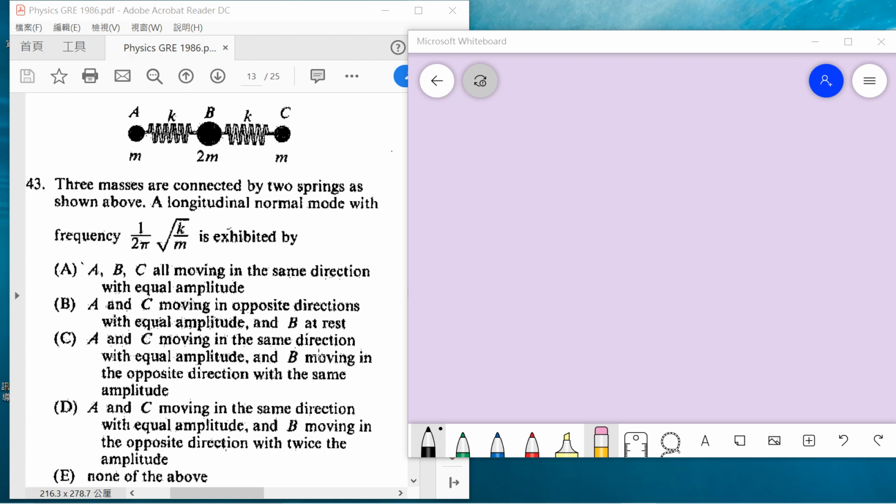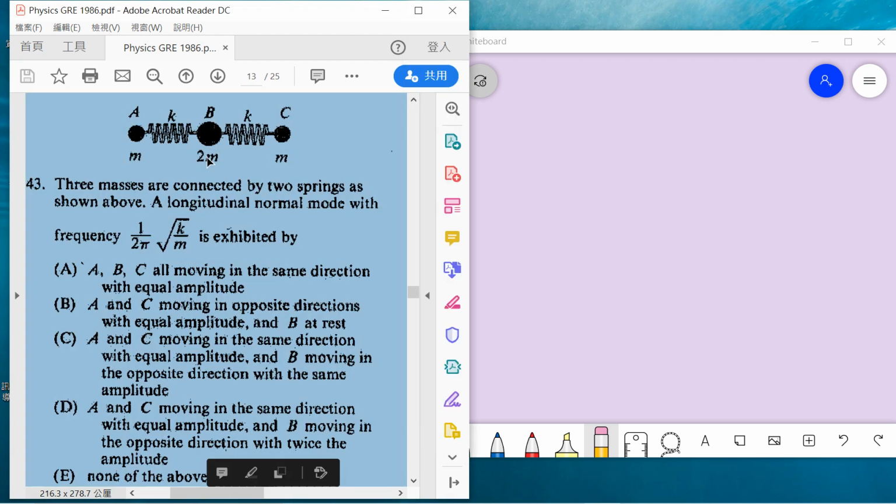How many normal modes? Remember that B is the center of mass, right? So the center of mass will be fixed here. So actually you only have 2 degrees of freedom, so you have 2 normal modes. One normal mode is where A and C move together in the same direction, and the other is where they move out of phase, or in different directions.